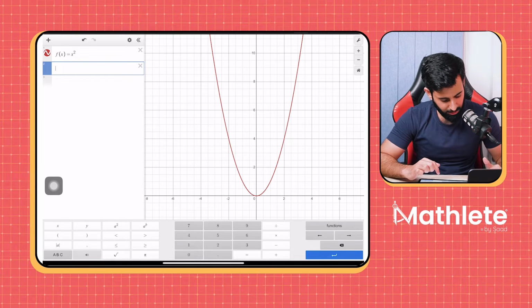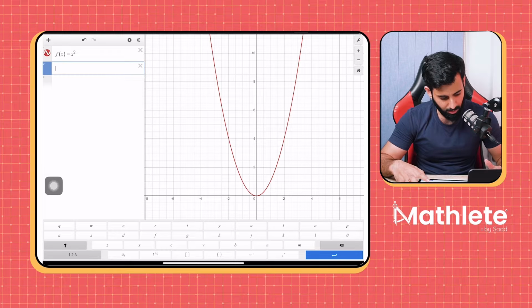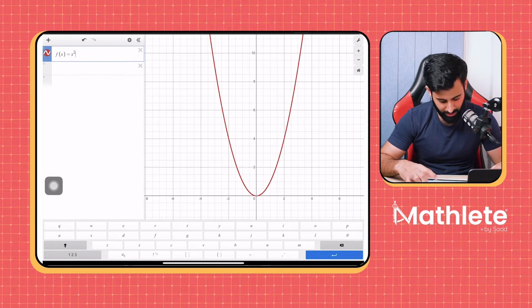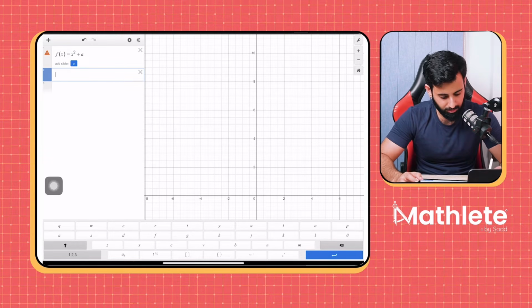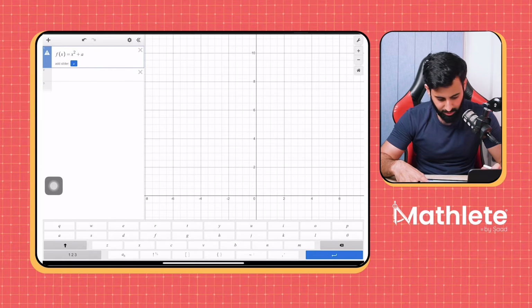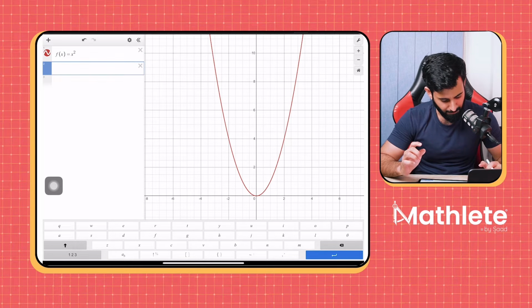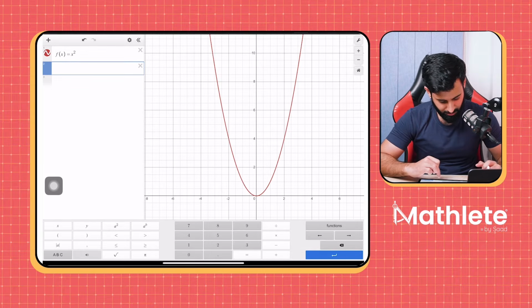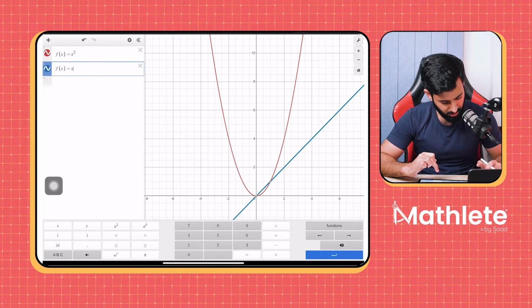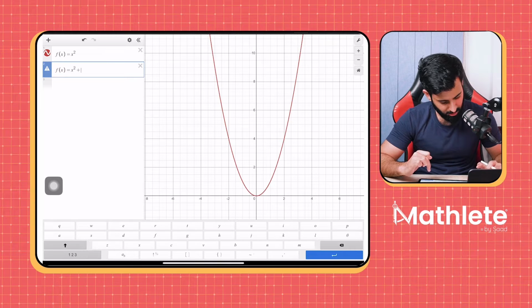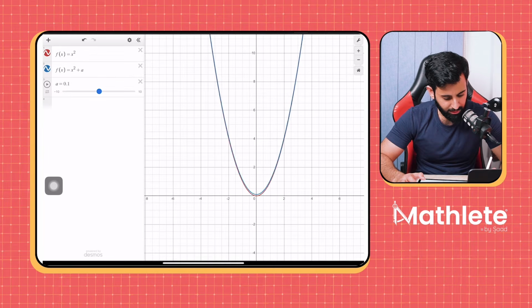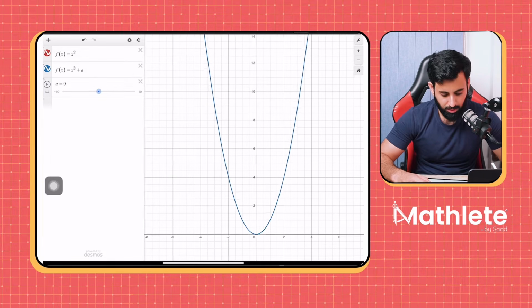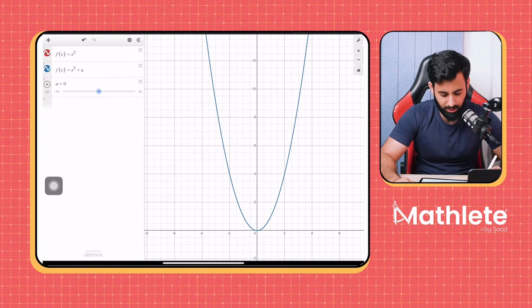Now what I want you guys to do is observe a pattern. So here we have y equals x squared, and in it, I'm going to add a. Now what's a? We'll play around with the value of a. So we have f of x equals x squared plus a. There we go. When a is 0, both the graphs are basically overlapping. One is on top of the other.